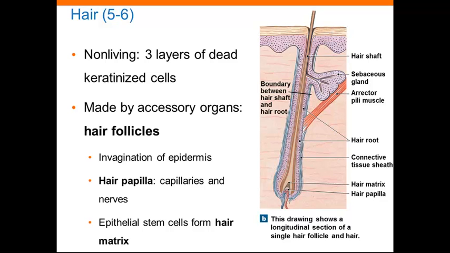As the hair matrix grows, making the hair longer, cells become keratinized and die. Halfway to the skin surface it becomes the hair root, and above the surface, it's called the hair shaft. So the shaft has three layers of dead cells. From outer to inner, they are the cuticle, cortex, and the medulla.